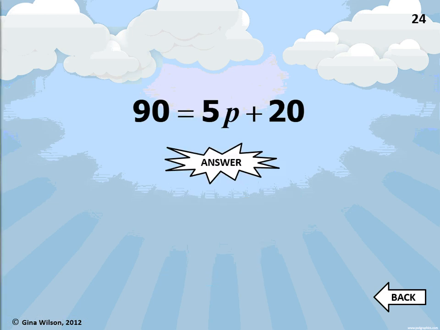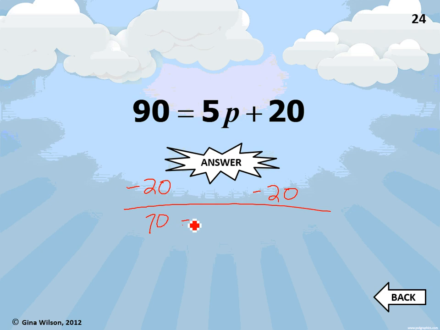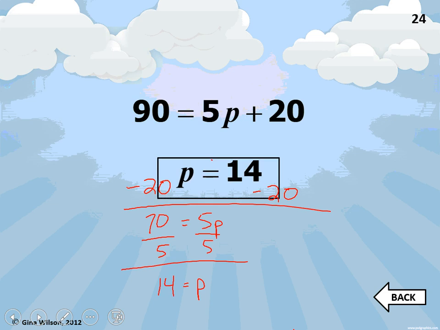All right. 2 more. 90 equals 5p plus 20. So we're going to get rid of this 20. It gives us 70 equals 5p. We're going to divide by 5. 50 plus 20, so 14 equals p. 14. And finally, the last one.